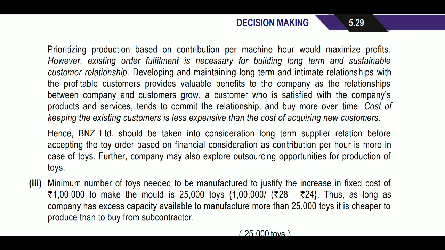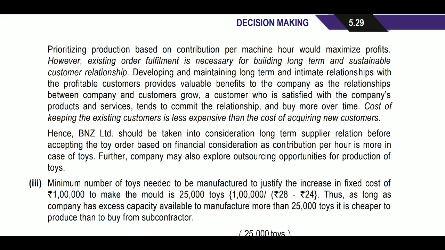However, existing order fulfillment is necessary for building a long-term and sustainable customer relationship, because we are in bottles. We survive in bottles because of this customer. The toy order is a one-time offer. If we only see this one-time benefit, then the long-term benefit will be affected.